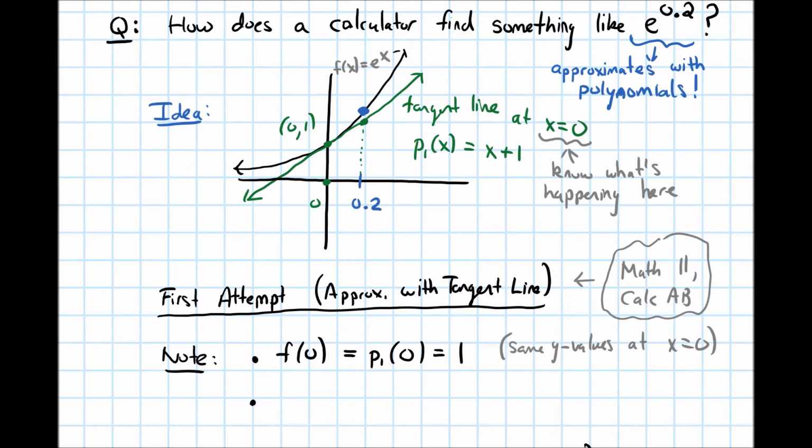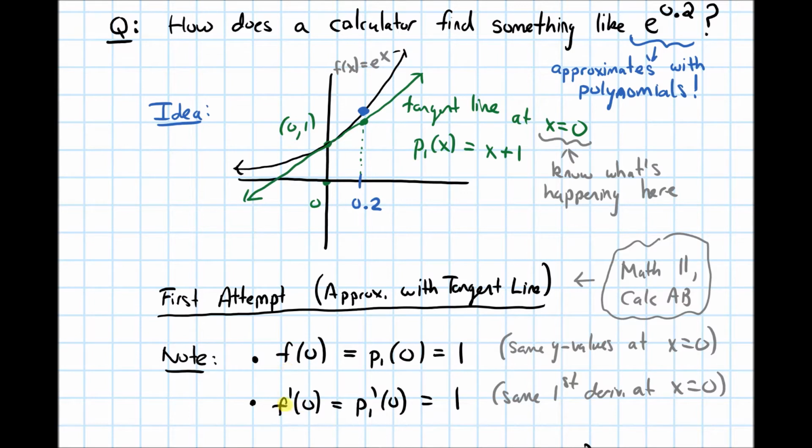And the other thing that's true about the original function and this tangent line is they have the same derivative at 0. Both of those derivatives are also 1 here. They have the same first derivative at x equals 0 as well. But that's where it sort of stops.